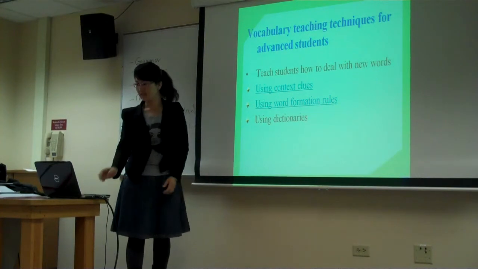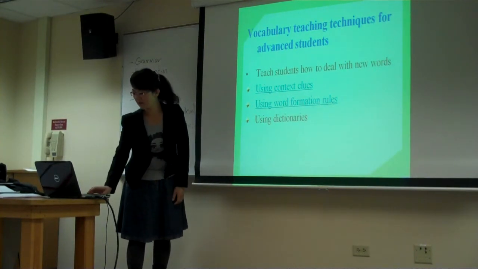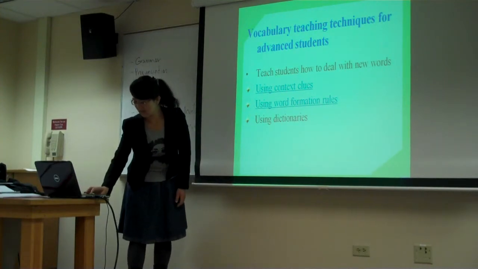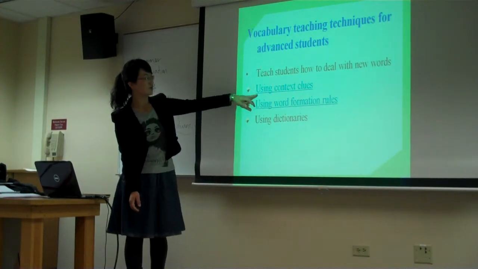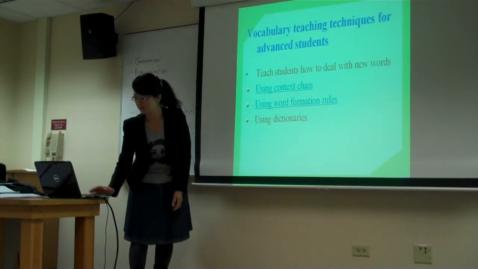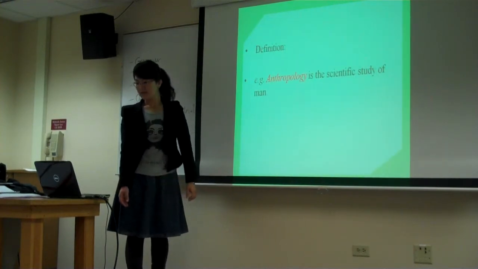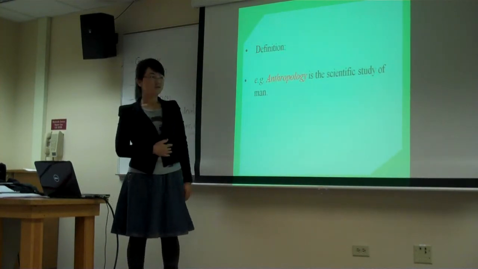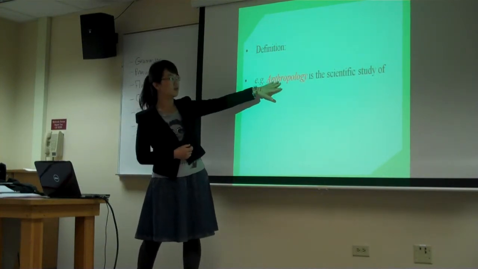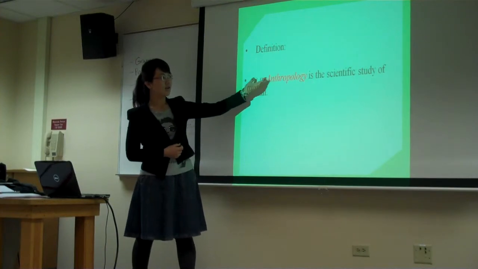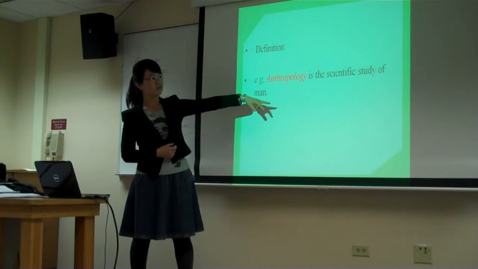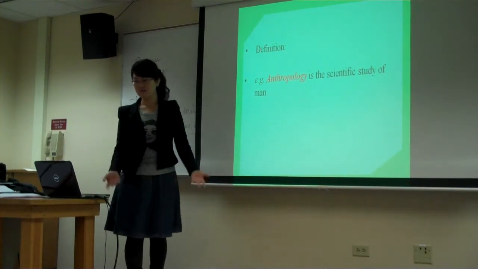And vocabulary teaching techniques for advanced learners. For example, let's look at, there are three techniques: using context clues, using word formation, and using dictionaries. For example, let's look at this one. Context clues. For example, for somebody who doesn't understand the meaning of anthropology, now we can just explain this word in the context. For example, anthropology is a scientific study of man. So in this way, you understand, right?